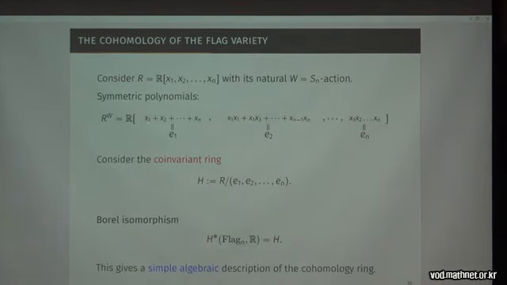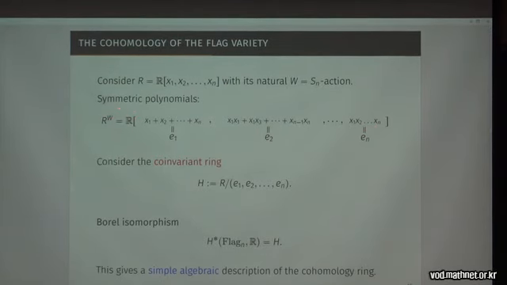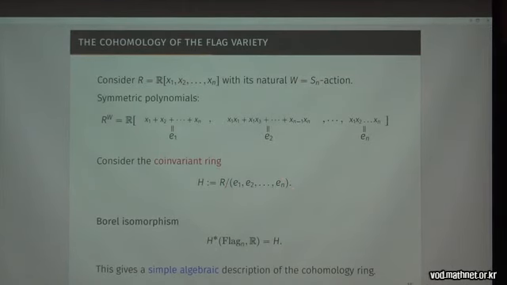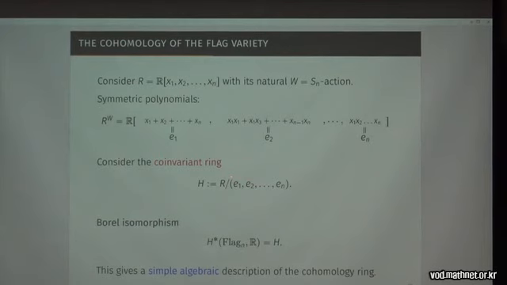So these generate the invariants under the symmetric group. And in fact, they give a polynomial subring inside here. And what we do is consider the ideal generated by these elementary symmetric functions and consider the quotient. So this is a rather explicit object in commutative algebra. This is a finite dimensional graded commutative ring. And what the Borel isomorphism tells us is, in fact, the cohomology of the flag variety is isomorphic to H. So this is a rather complicated space.